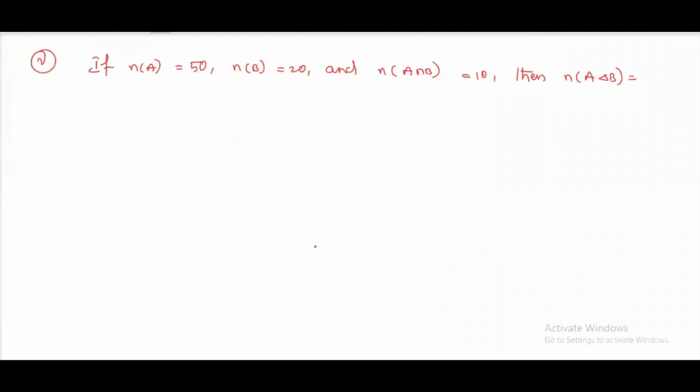So if n(A) = 50, n(B) = 20, and n(A ∩ B) = 10, then find n(A Δ B). Here they are talking about the symmetric difference. So how to find the symmetric difference? Let's see what information we have first. The given data is n(A) = 50, n(B) = 20, n(A ∩ B) = 10.